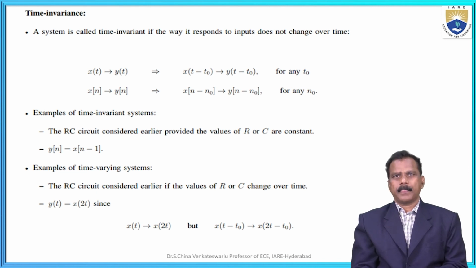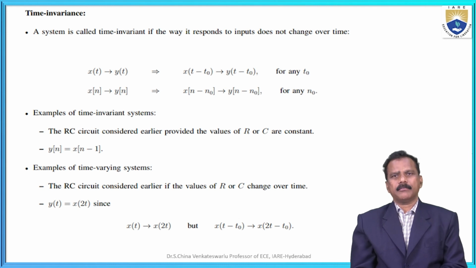An example of a time invariant system is the electrical RC circuit considered earlier, provided the values of R and C, resistor and capacitor, are all constant. Here y of n, the output response, is equal to x of n minus 1.